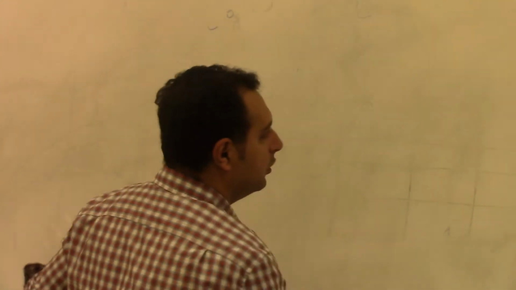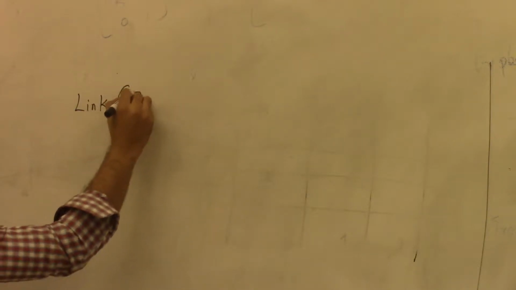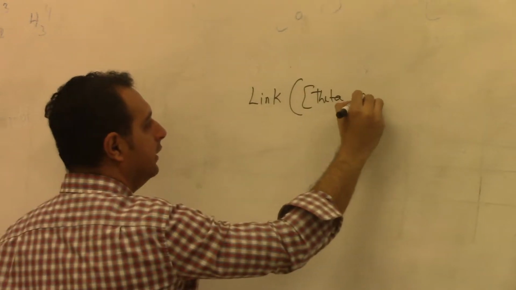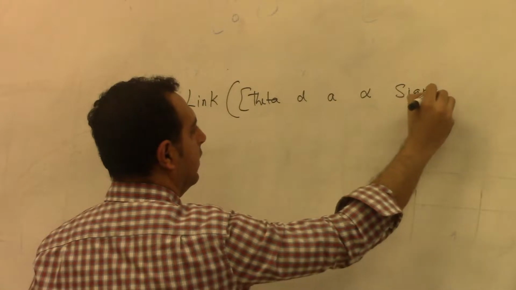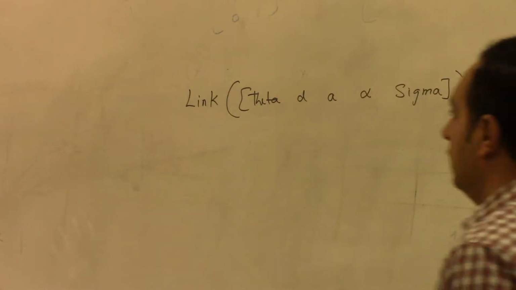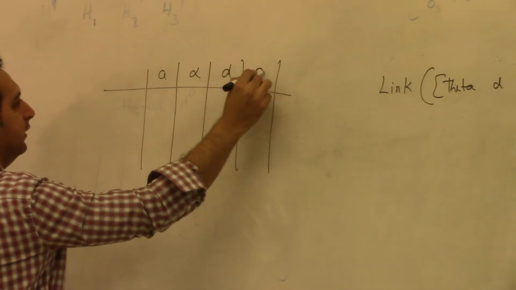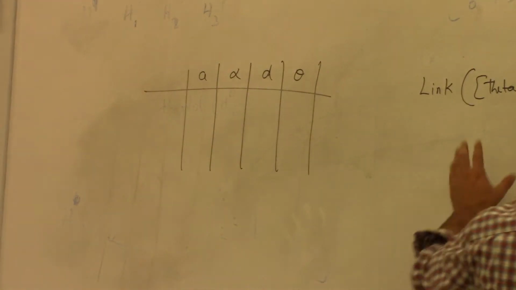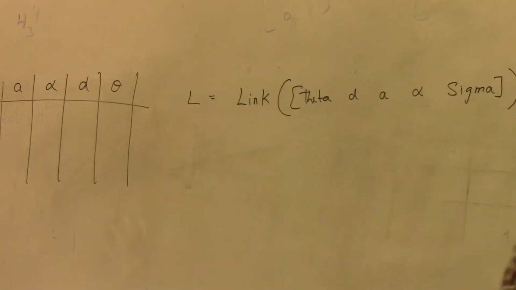So the link command goes like this, right? So the link prototype will be link theta d a alpha sigma. Okay, theta d a alpha sigma. All right. So we know that the DH table is like this, A alpha d theta. Right. So what we do is we follow this format to define a link. So L will be equal to link theta d A alpha sigma.